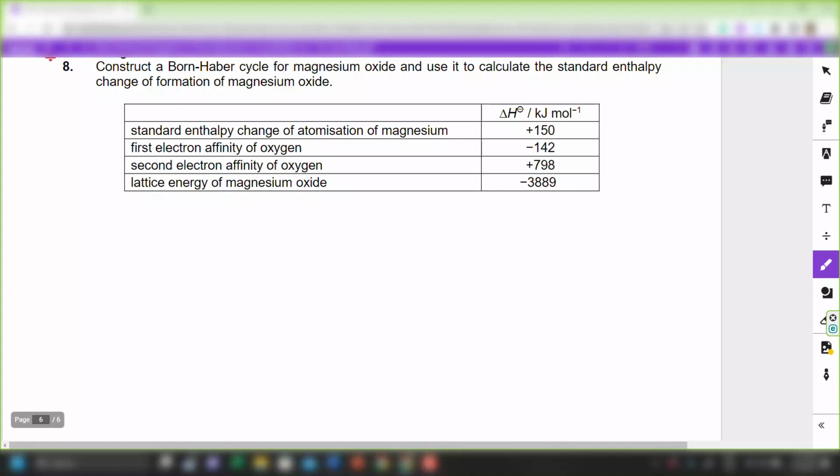It's just an energy level diagram for ionic compounds. Okay, so we're supposed to construct a Born-Haber cycle involving magnesium oxide. In this case, we don't need to draw an energy cycle, but we need to draw an energy level diagram involving magnesium oxide, and then calculate the enthalpy change of formation for MgO.